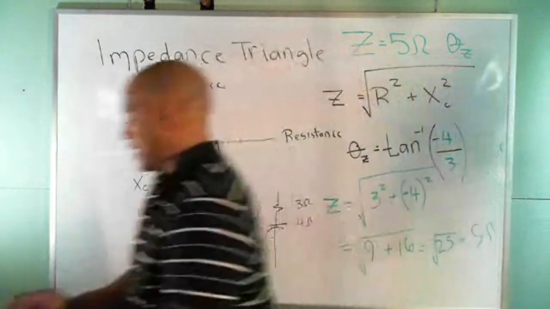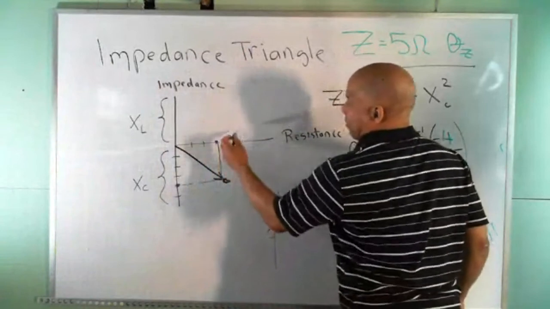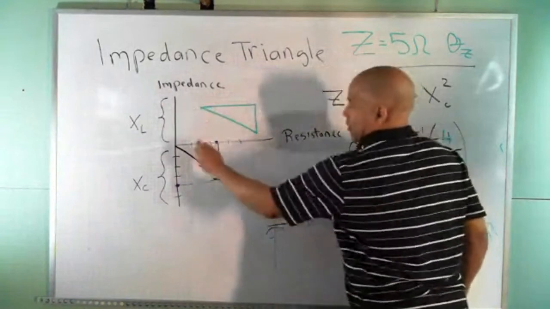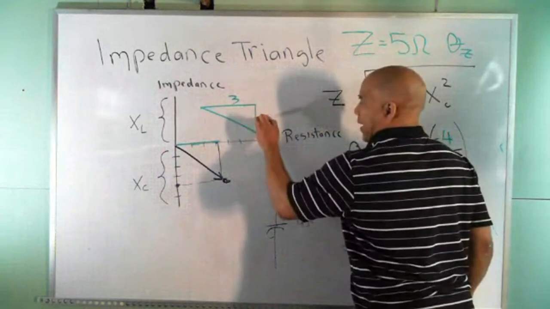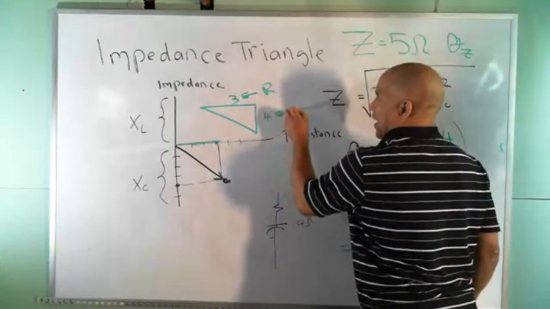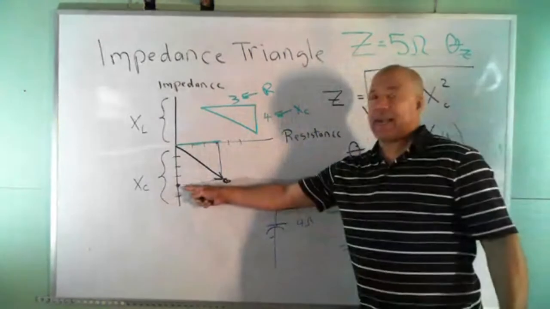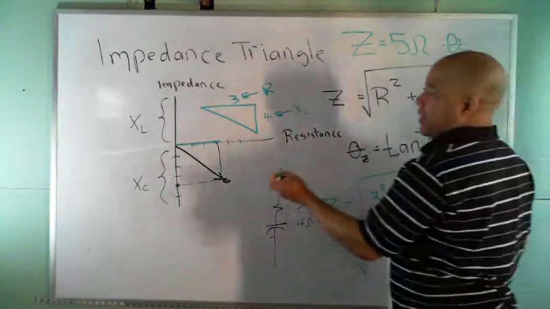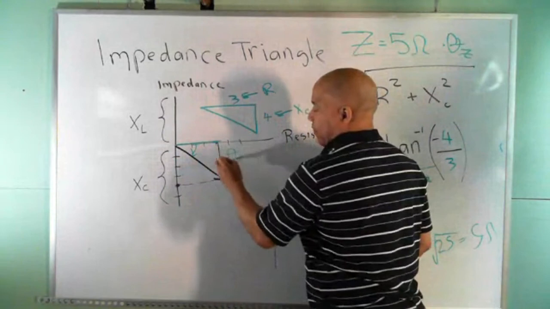But this is the last thing, and then I'll stop. This triangle right here, I'm going to draw it. This triangle is like this. This part right here is the 3, that's my R, and this part right here is the 4, that's my XC. So the reason you need that negative sign is because that's negative, and putting that negative there will make this angle negative. And you can see if I measure from here to here, that's actually a negative theta Z.